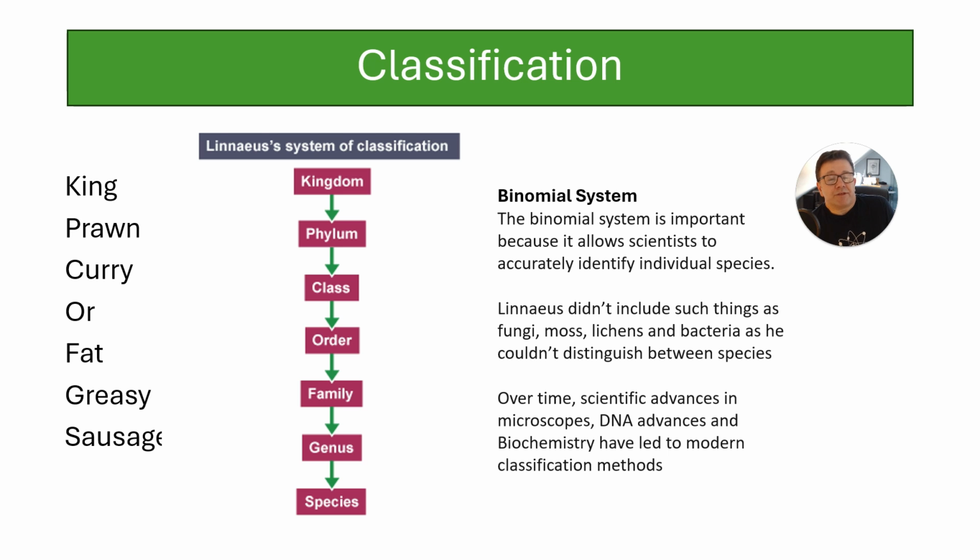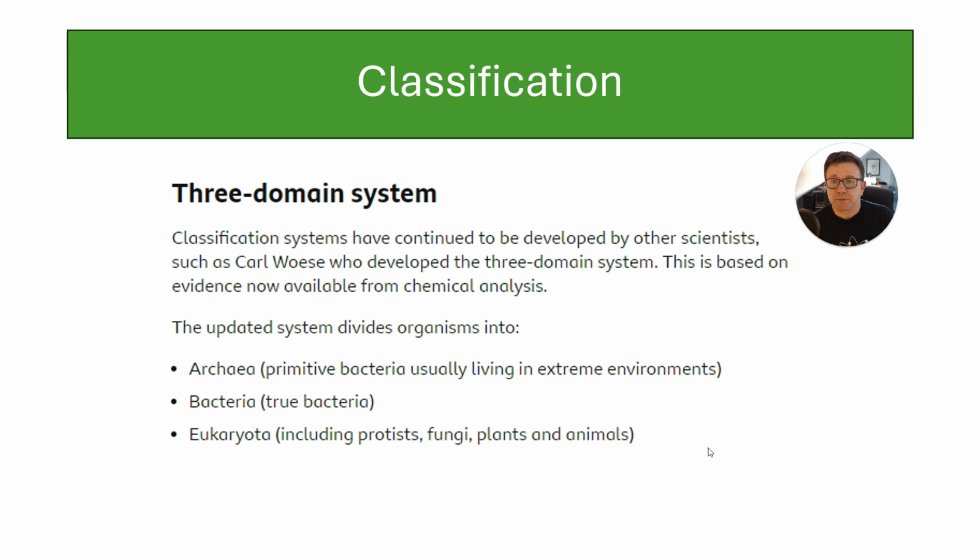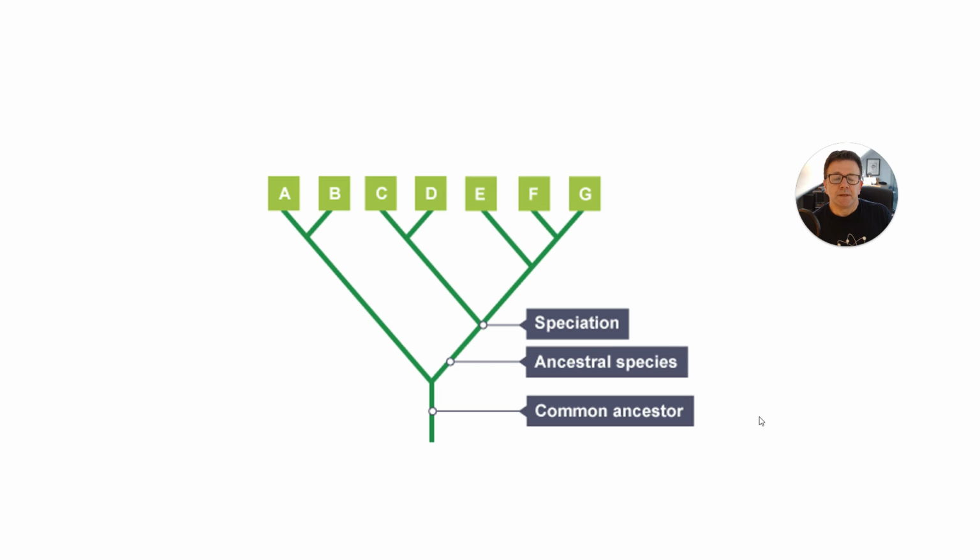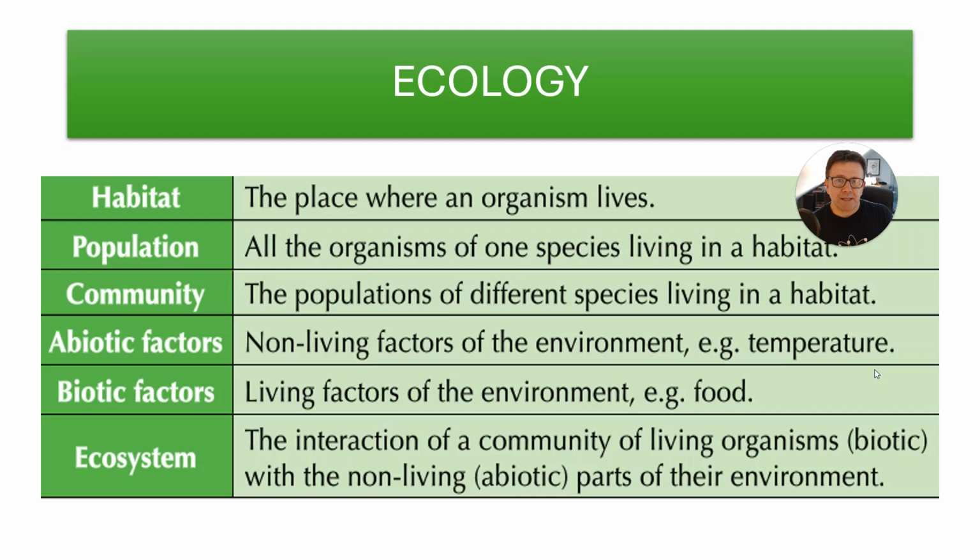Linnaeus didn't look at other things. He only looked at major animals and plants. So he didn't really look at fungi, moss, lichens, bacteria. He couldn't distinguish between them because they didn't have the technology to look at that. These days we've got DNA advances, biochemistry, and better microscopes for better classification. Three-domain system, you will need to know the Carl Woese three-domain system: archaea, bacteria, eukaryota. They also like you to be able to read evolutionary trees as well.